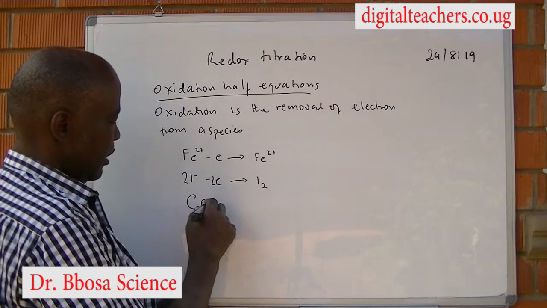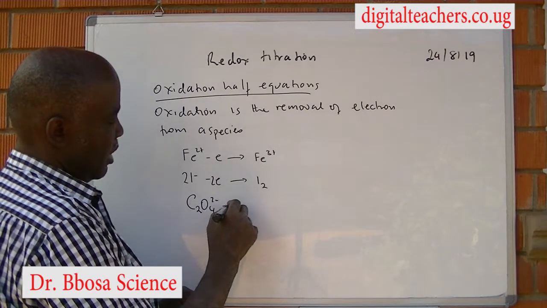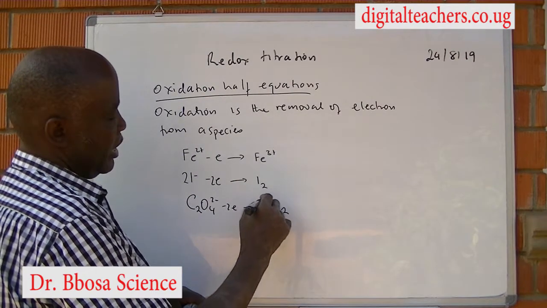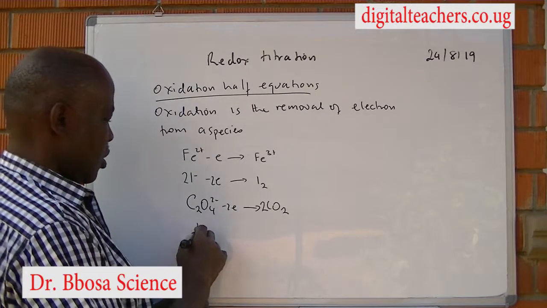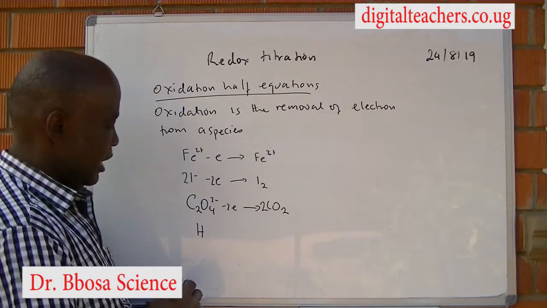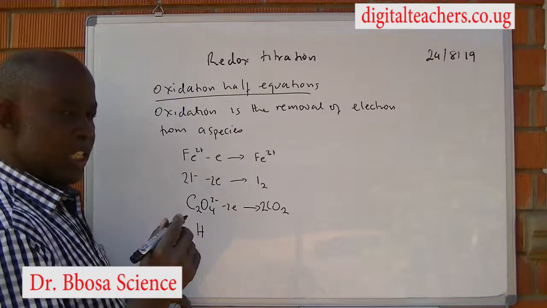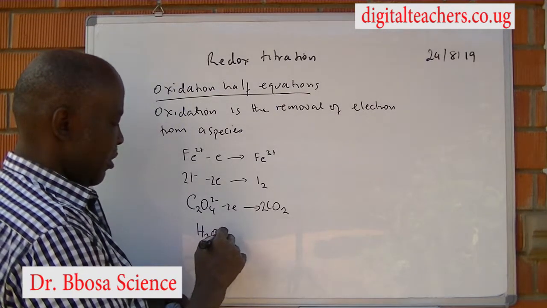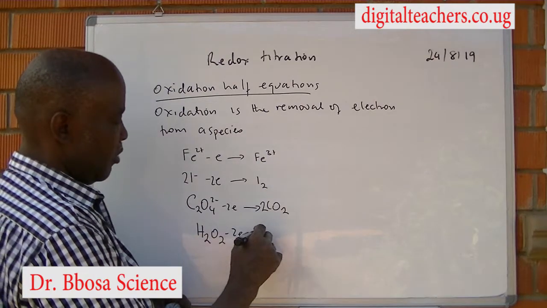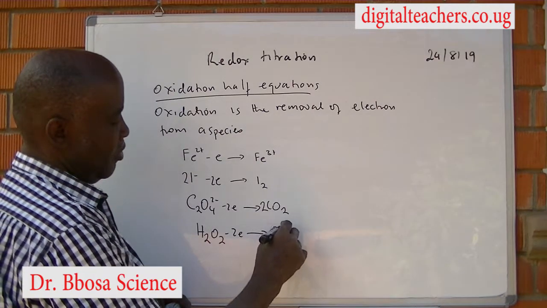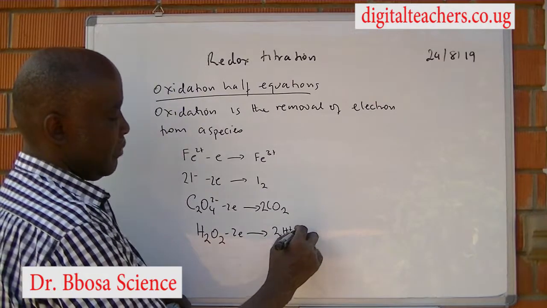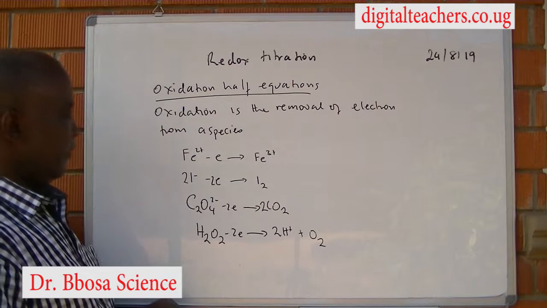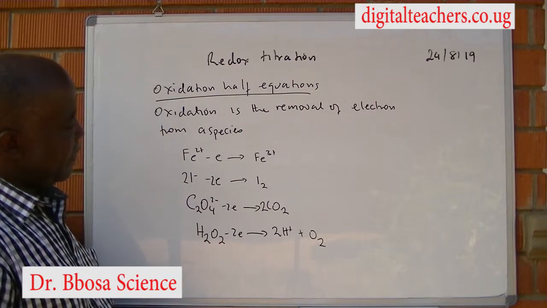Oxalate minus 2 electrons, you get carbon dioxide gas. Also, hydrogen peroxide can act as a reducing agent by giving away electrons. So hydrogen peroxide minus 2 electrons, you get 2H plus plus oxygen, plus many more.